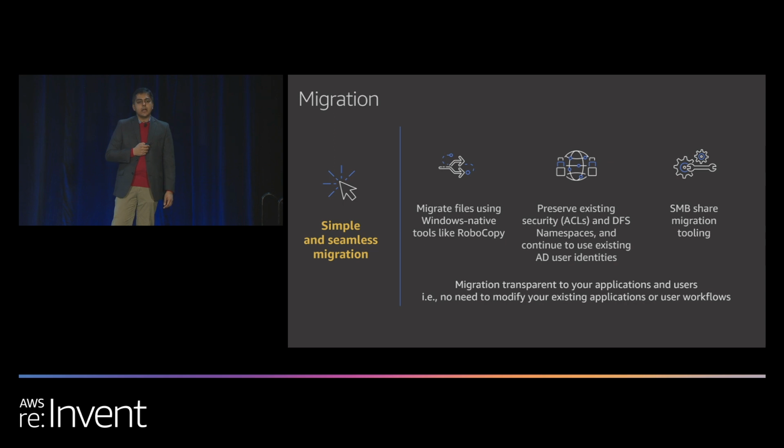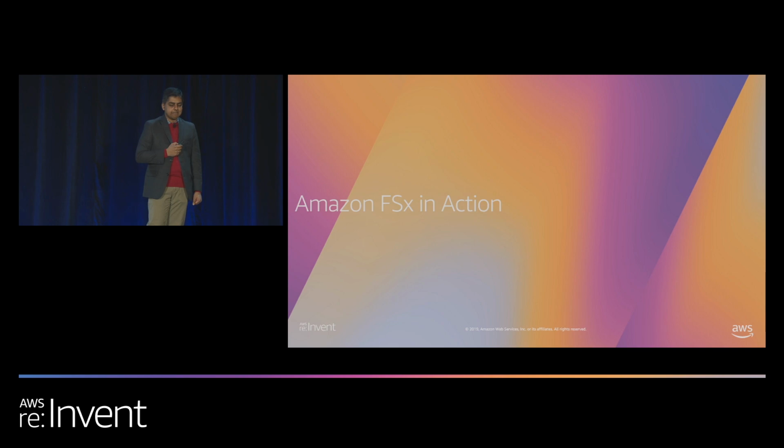We also provide tooling on our documentation to migrate your existing SMB file shares transparently from your existing file setup to FSx. So really the key here is there's no need to modify anything to migrate your files over to FSx. So let's now look at FSx in action with Daryl's demos.